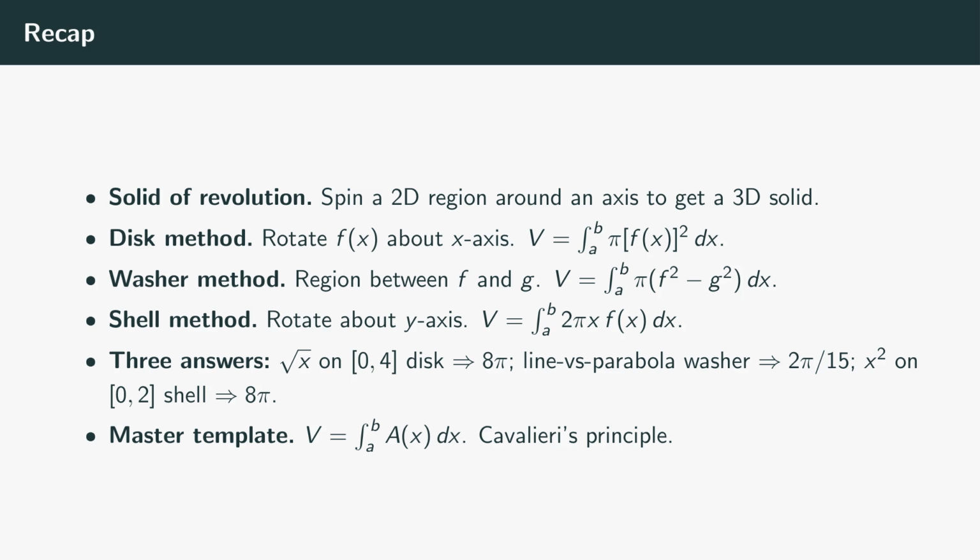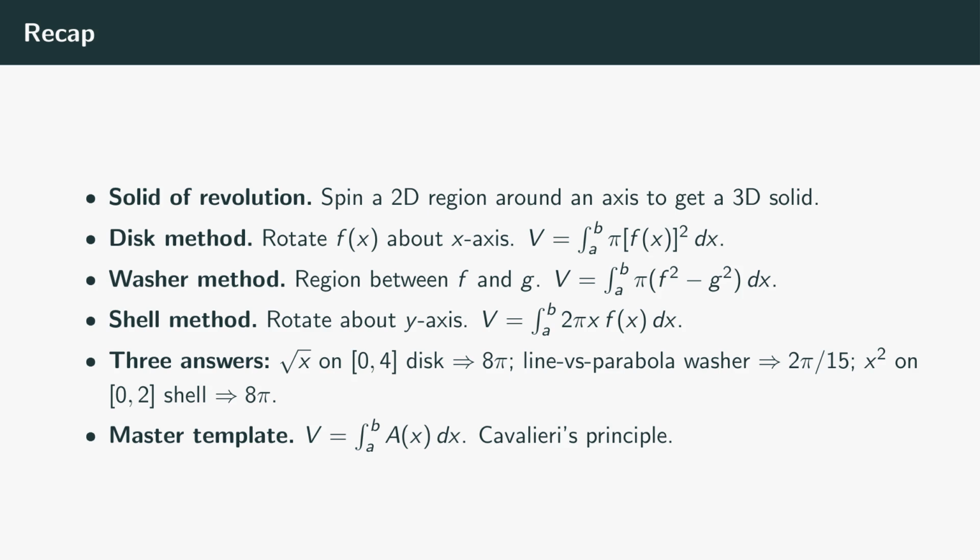Washer method. Region between y equals f of x on top and y equals g of x on bottom, rotated. Cross-sections are washers, annuli, with outer radius f and inner radius g. Volume is the integral from a to b of pi times the quantity f squared minus g squared dx. Worked example, between y equals x and y equals x squared, rotated about the x-axis, gives 2 pi over 15.